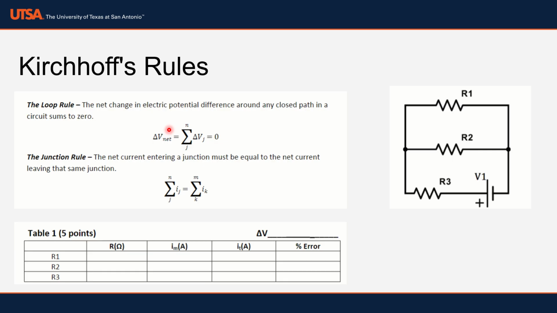So to begin, let's just define what Kirchhoff's rules are. And it's fairly straightforward. There's two rules, the loop rule and the junction rule.